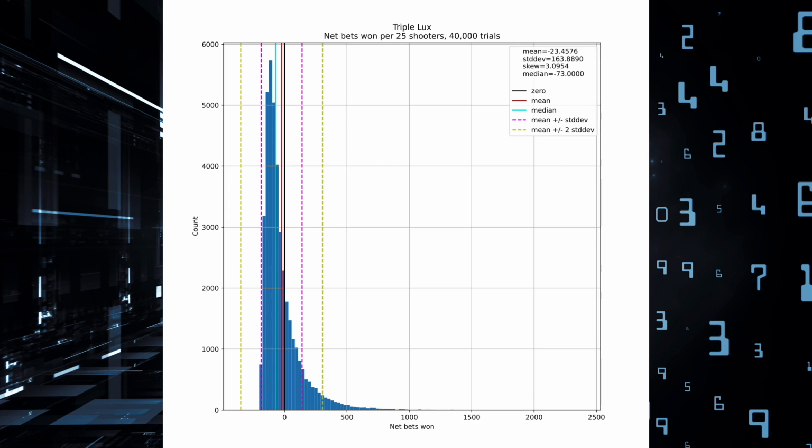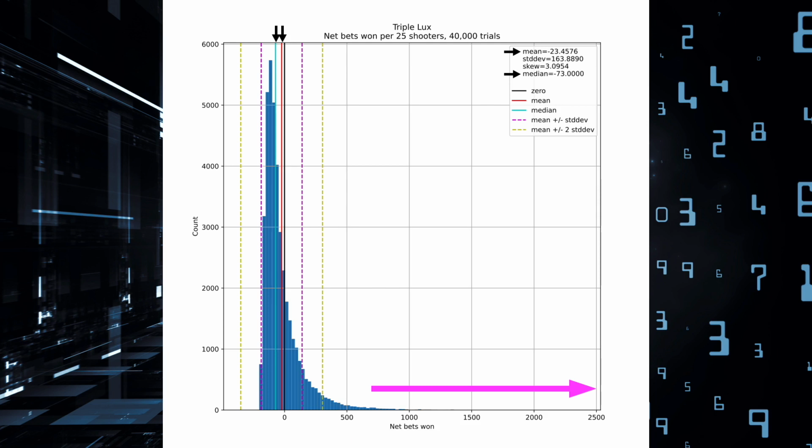Looking again at the results for the simulations for triple Lux, we see that the mean is about -23 bets per 25 shooters, but the median is negative 73 bets per 25 shooters. That's a big difference. The mean is being pulled up by a relatively small number of very large wins out in this region. But that's not a common experience. Those large wins don't happen very often. They don't happen very often, at least in our 40,000 simulations.